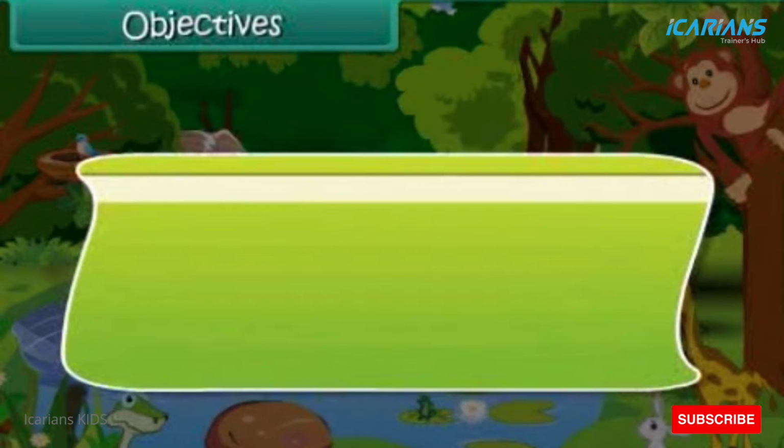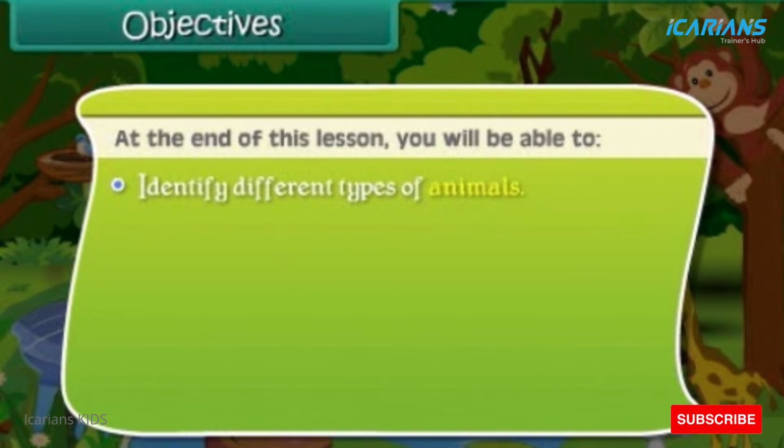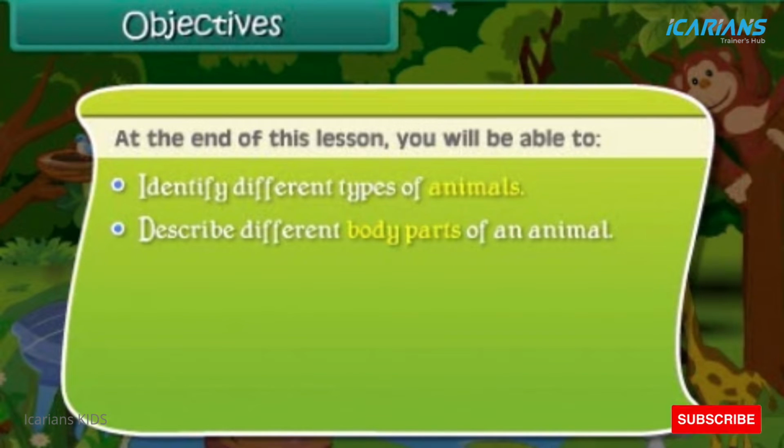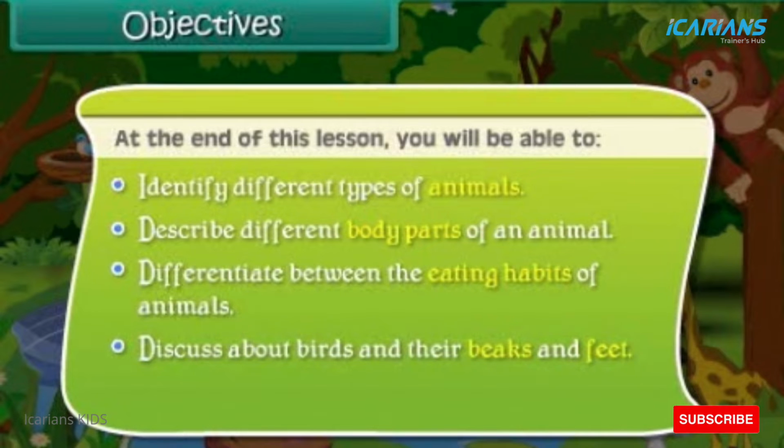Objectives. At the end of this lesson, you will be able to identify different types of animals, describe different body parts of an animal, differentiate between the eating habits of animals, discuss about birds, their beaks, and their feet. Define the food chain.